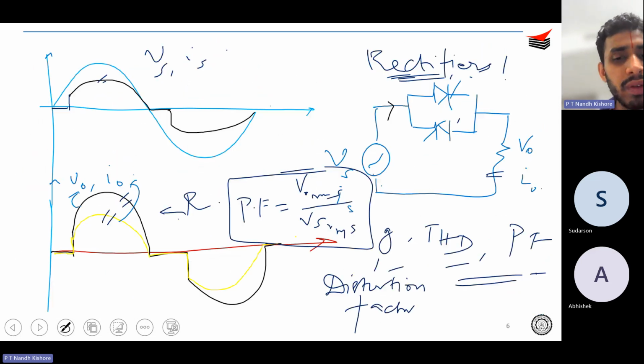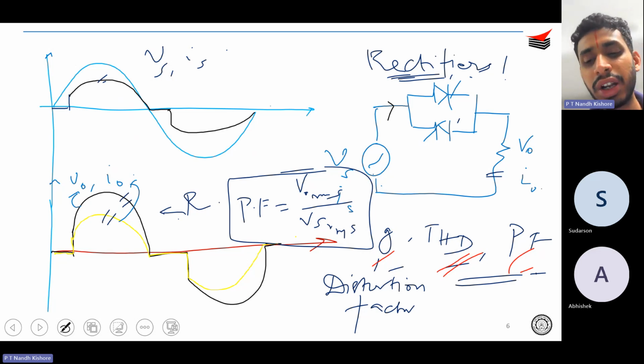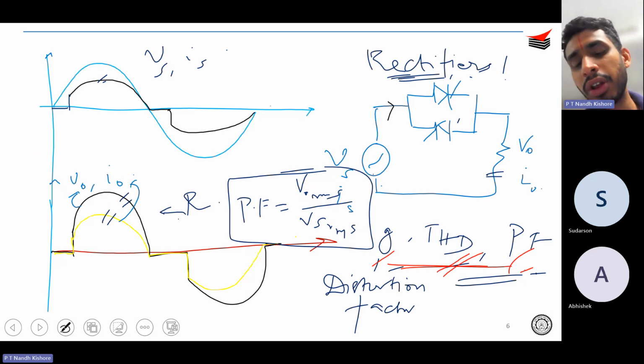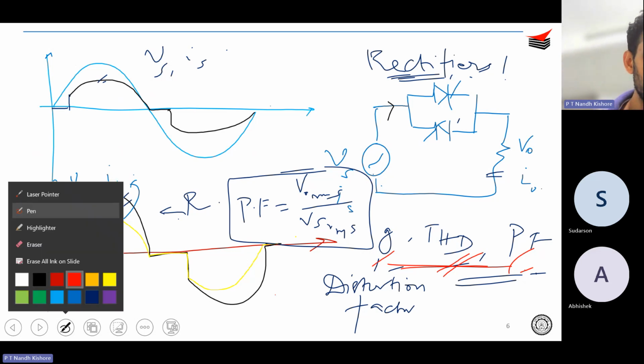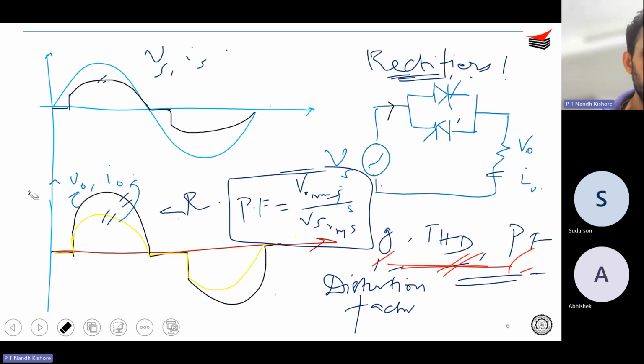You will see going forward that your distortion factor, THD, that is your total harmonic distortion, and power factor are all quite similar to your rectifier case. So whatever formula you studied there for rectifiers is applicable for your AC voltage regulators as well.